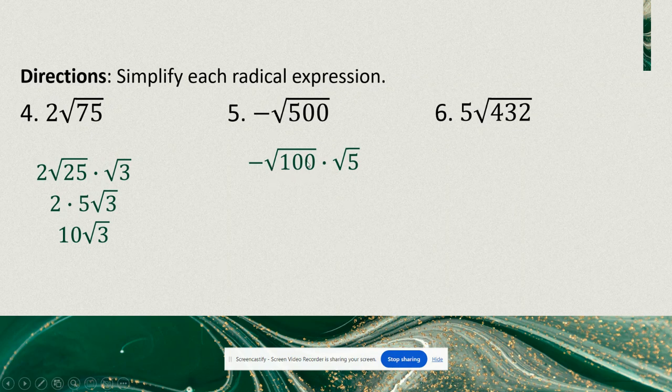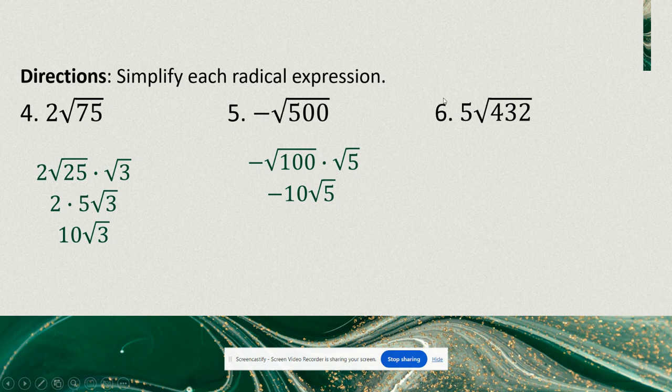So the square root of 100 is, hopefully you all said 10. So I would have negative 10 root 5. The reason we didn't show this extra step like we did over here is because a negative 1 times a 10 is just negative 10, and that can be pretty easily done without showing that step. Okay, so my final answer for this one would be negative 10 root 5.